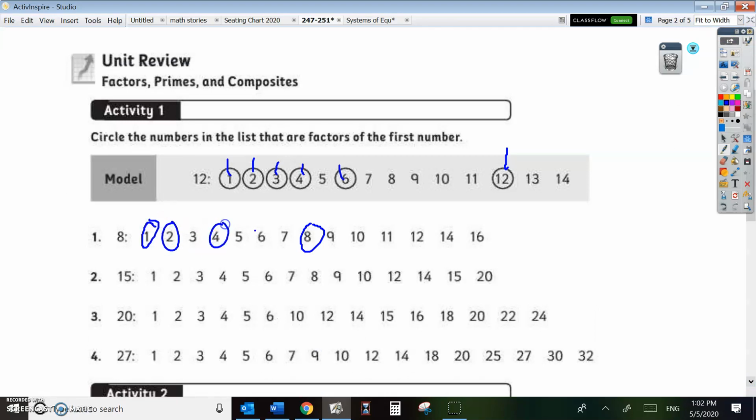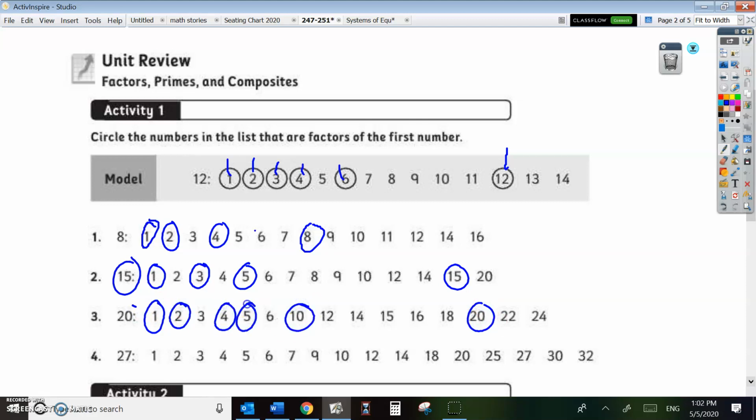2 times 4 is 8. 15. 1 times 15 is 15. And 3 times 5. 20. 1 and 20. 2 and 10. 4 and 5. 27. 1 and 27. 3 and 9. And I believe that's it.